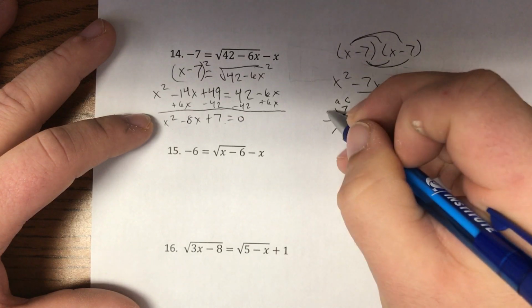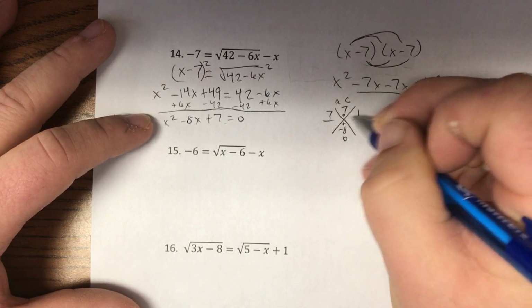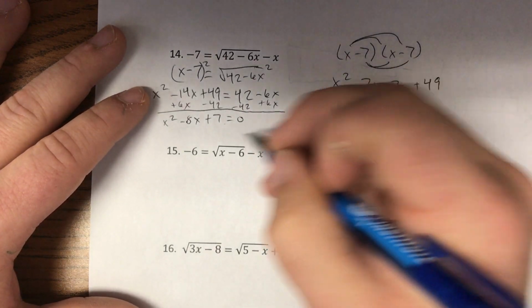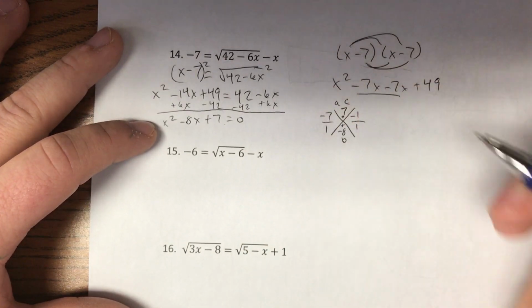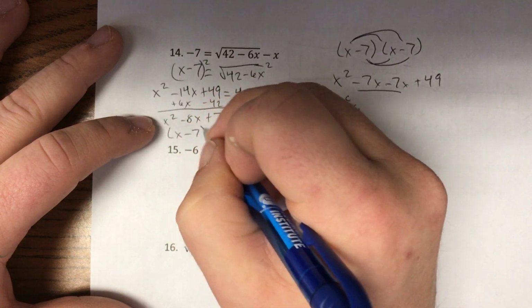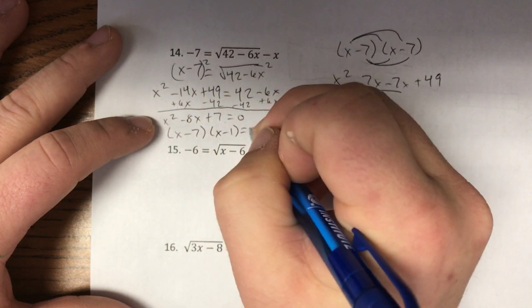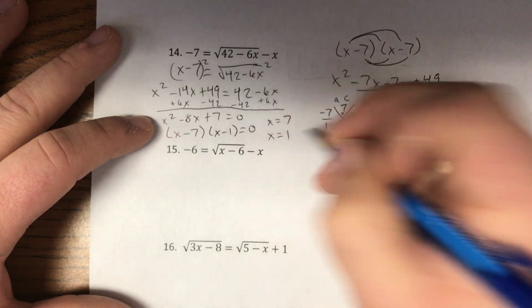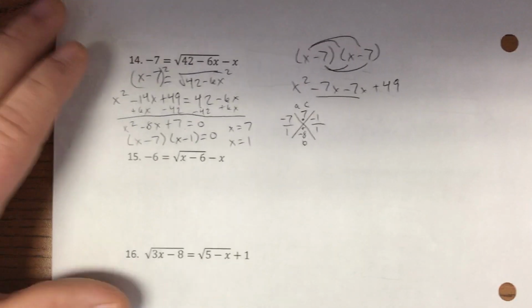The only thing that multiplies to 7 is 7 and 1. To make it add to -8, though, both will need to be negative. So -7, -1. You divide by your a of 1, nothing changes. So x minus 7, x minus 1. And so we get x equals 7 and x equals 1. Those are my two x's.